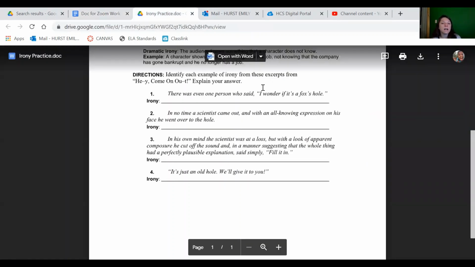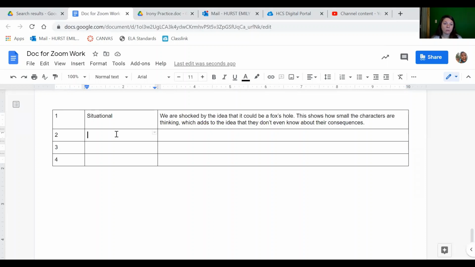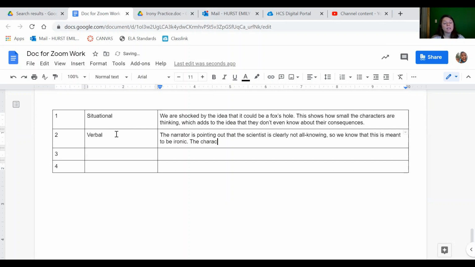The next one is, "In no time, a scientist came out, and with an all-knowing expression on his face, he went over to the hole." I think this is verbal irony because the narrator is pointing out that the scientist is clearly not all-knowing. So we know that this is meant to be ironic. The character is developed here as selfish and oblivious because of this example of irony.